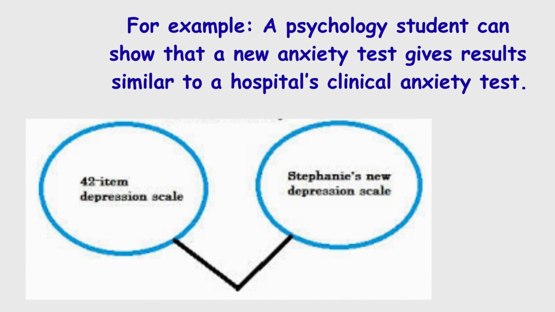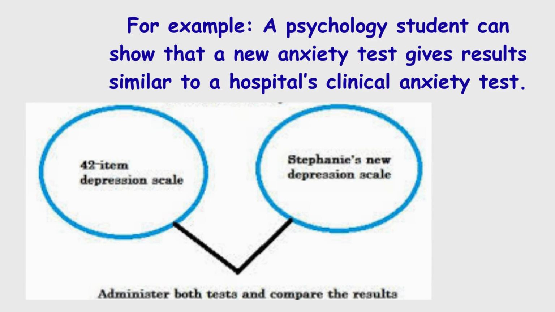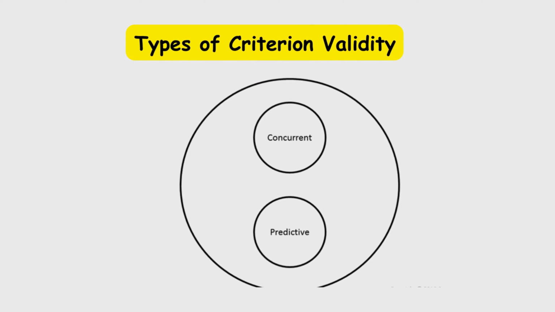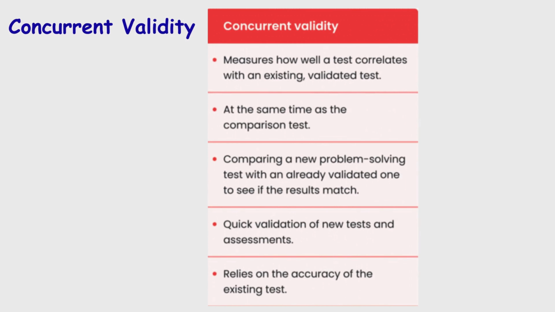For example, a psychology student can show that a new anxiety test gives results similar to a hospital's clinical anxiety test. When you show this evidence, your study becomes more trustworthy, reliable, and professional, especially if you're writing a thesis, dissertation, or journal article. Types of criterion validity: concurrent validity.